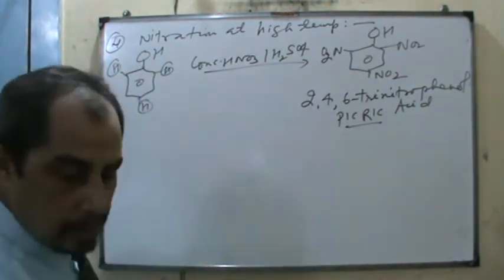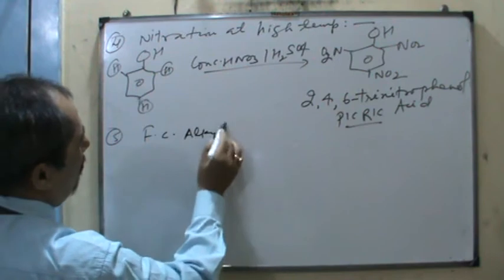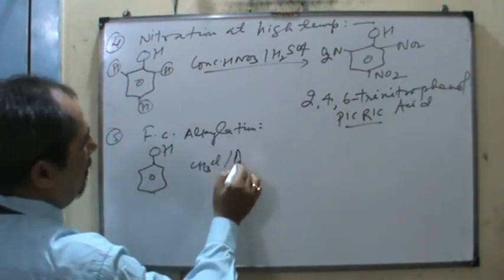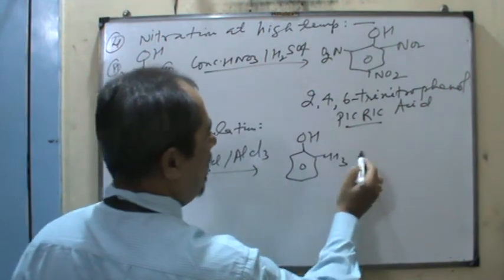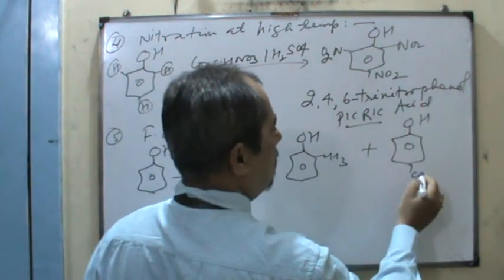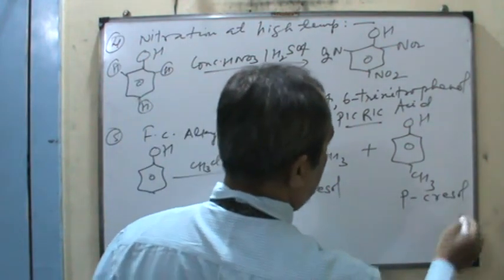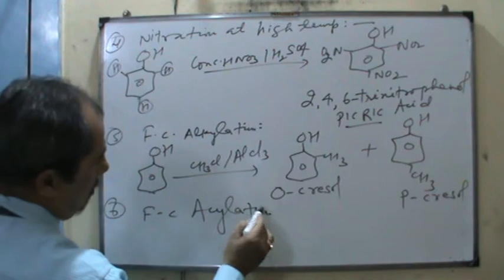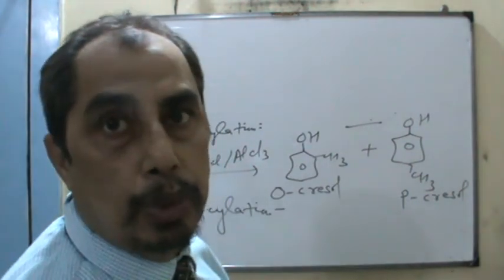Now the fifth is Friedel-Crafts alkylation. You take the phenol, CH3Cl in presence of AlCl3, it forms OH, orthomethylphenol plus paramethylphenol, that you can say orthocresol, which is the minor product, and paracresol. Again, you can take Friedel-Crafts acylation. You can do it yourself. Phenol, whenever it undergoes Friedel-Crafts acylation with the help of acetyl chloride or acetic anhydride, the product will remain the same.